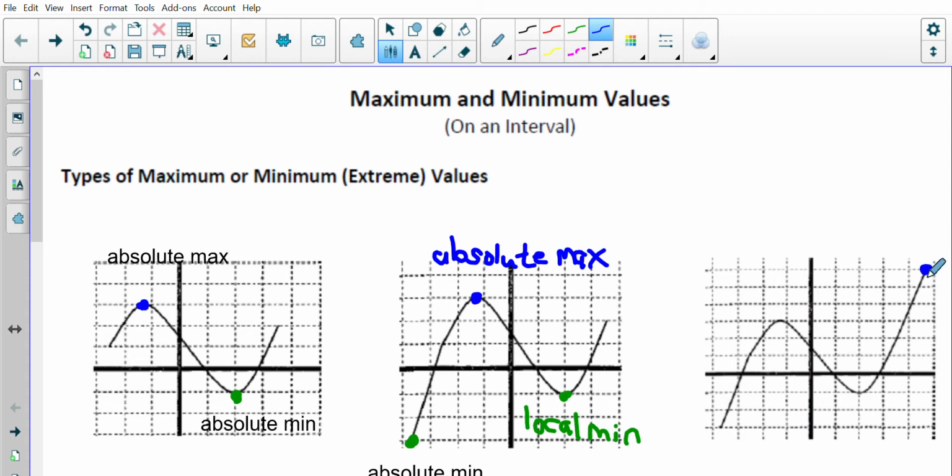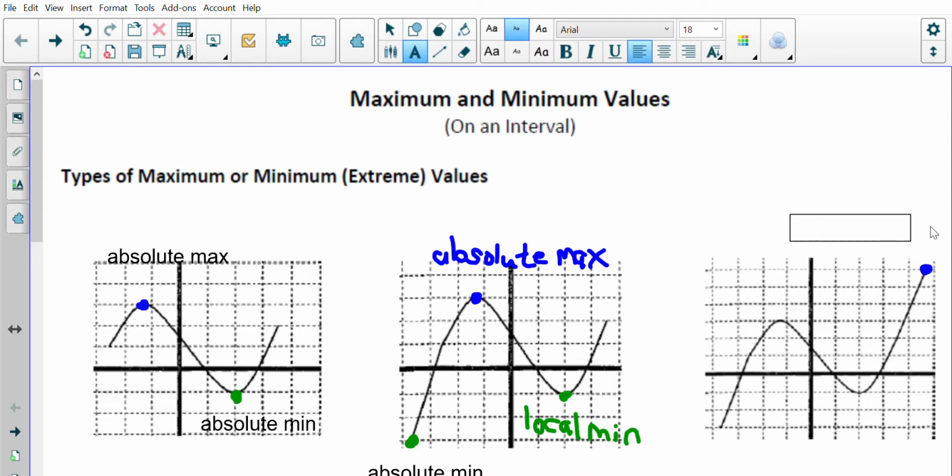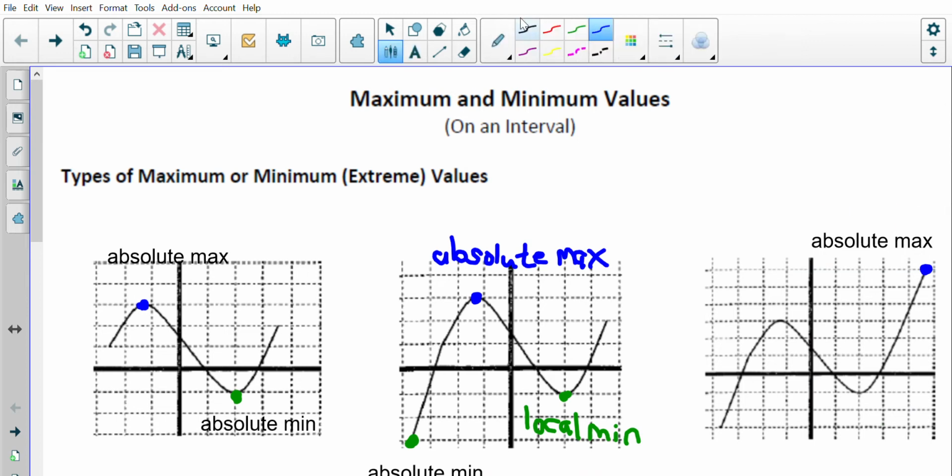Now, I get to the third graph here, where again I look at the very, very highest spot, way up here. That would be my absolute max. And down at the very, very bottom on the other end of this function, we would have the absolute min.